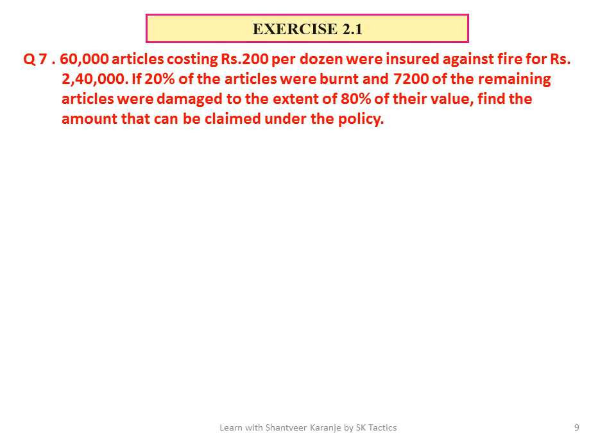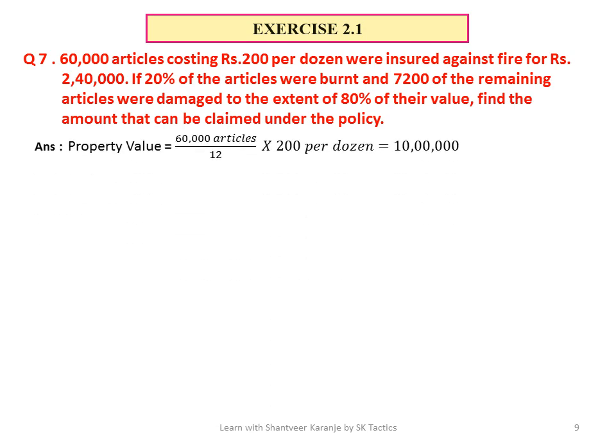If 20% of the articles were burnt and 7,200 of the remaining articles were damaged to the extent of 80% of their value, find the amount that can be claimed under the policy. Again, there are two types of burns. One is 20% of articles completely burnt, and 7,200 articles are burnt up to 80%. So there are two types of losses here. Again, with the same concept which we calculated in the previous question, this can be solved.